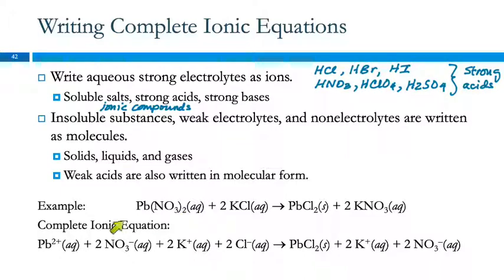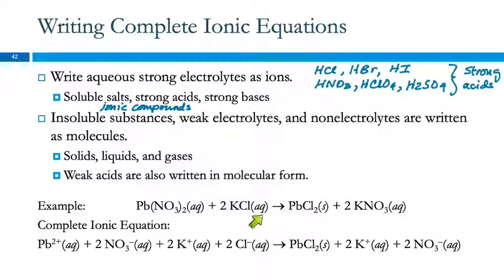So here, this one's aqueous. I'm going to write it as its individual ions. So lead(II) nitrate is present in the solution as lead ions and nitrate ions. From the formula, I know that there will be 2 nitrate ions for every 1 lead ion. And so I'm going to write those as separate pieces.